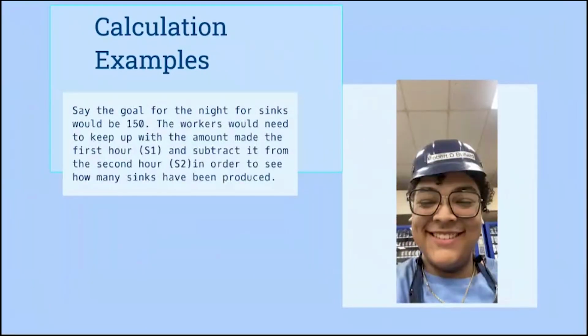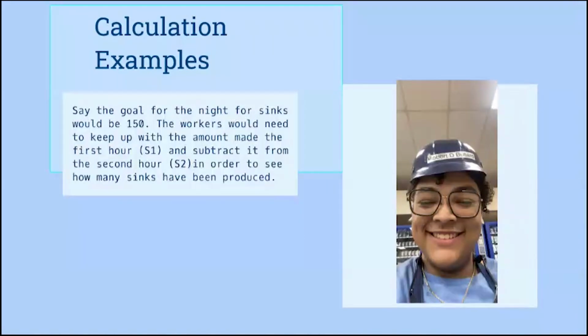Here's my example problem. Say the goal for the night for the sinks would be 150. The workers would need to keep up with the amount made the first hour, and for the first hour I put S1 for the initial start, and they would have to subtract it from the second hour, which would be S2. In order to see how many sinks have been produced, they would have to subtract that.